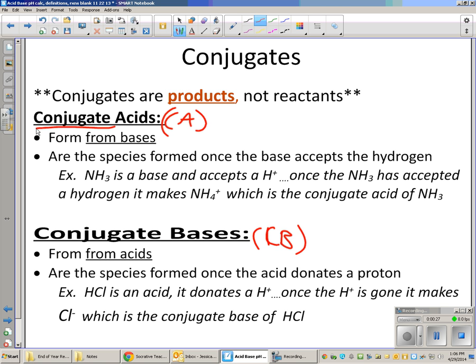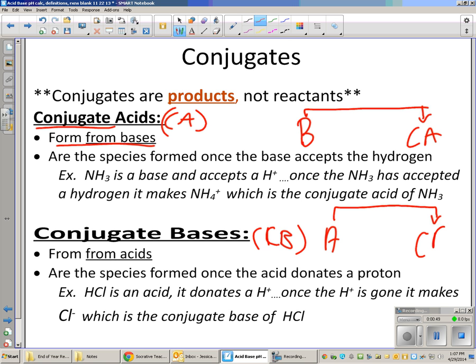Conjugate acids form from bases. So a base will look like an acid in the end, so we call it a conjugate acid. And in this example, an acid will look like a base in the end. And I'll show you an example that'll make a lot of sense here. So the acid will look like a conjugate base, or we call it a conjugate base because it looks like a base in the end. So in the little italics there, I'll write down that example for you.